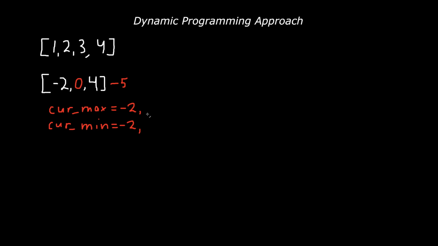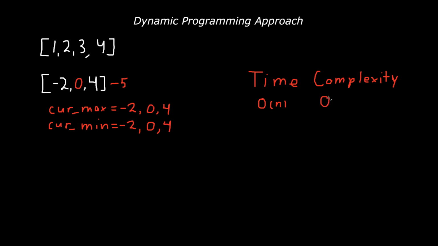Finally, what about zeros? And the great news is that we don't need to change anything, because when we reach 0, our current max and min will be set to 0, and on the next iteration they will automatically be set to the next value, so no changes are needed. As to time complexity, because we only scan the array once, the time complexity for this algorithm is going to be big O of n, and as we don't use any extra memory besides some constants, our memory complexity is going to be big O of 1.